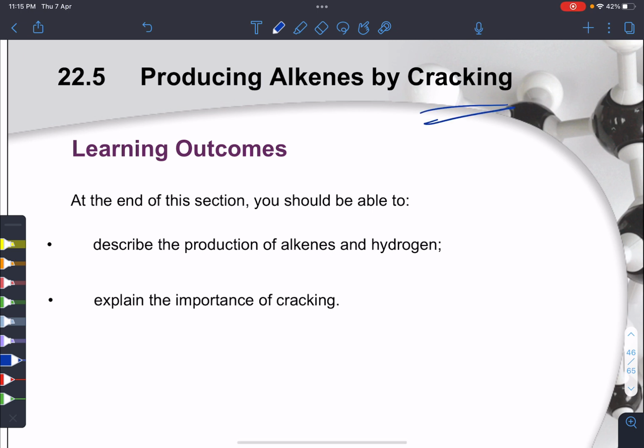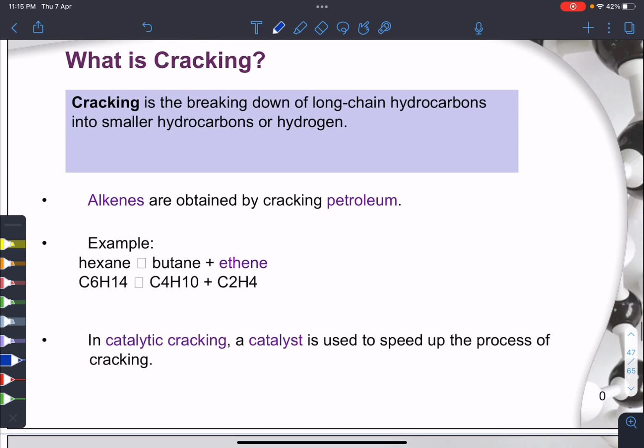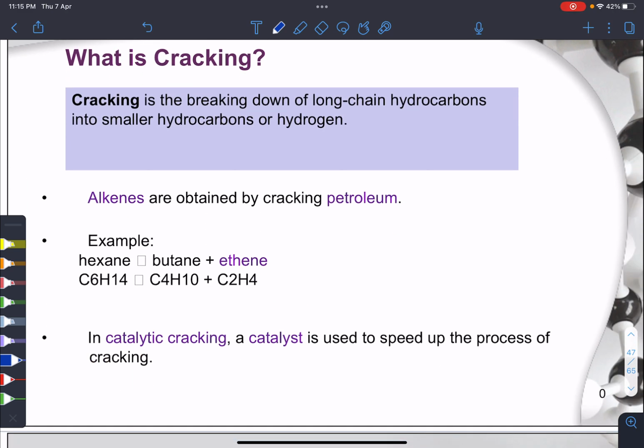Cracking. What is cracking? Cracking is important. Cracking is the breaking down of long hydrocarbons to short hydrocarbons or hydrogen. So literally, not the cracking of knuckles, but more like breaking down. You have a very long row of meat, you take a chopper and chop it into smaller pieces, essentially.